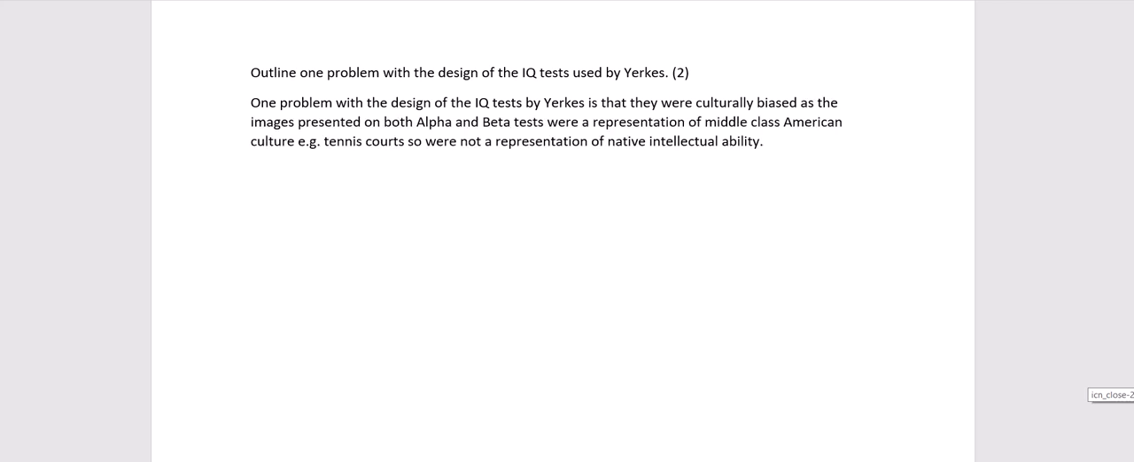Okay, and I've just added quite a bit of context there now, which is what you need. So, upon my point that they're culturally biased, I've added the point of context that the Army Alpha and Beta tests, so I've used the names of the tests, were a representation of middle class American culture. So I'm actually showing that I've got an understanding of what those tests included, and I've given an example.